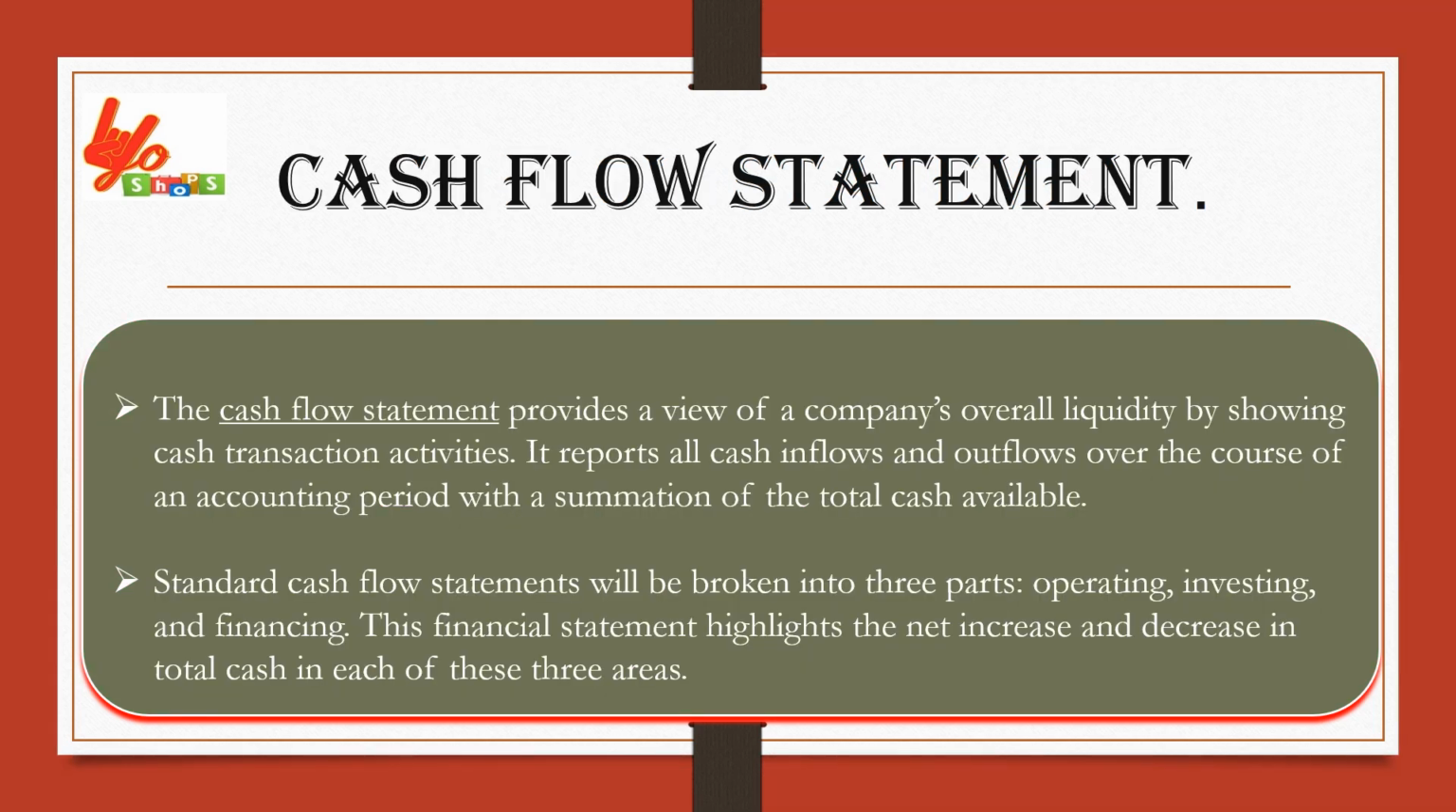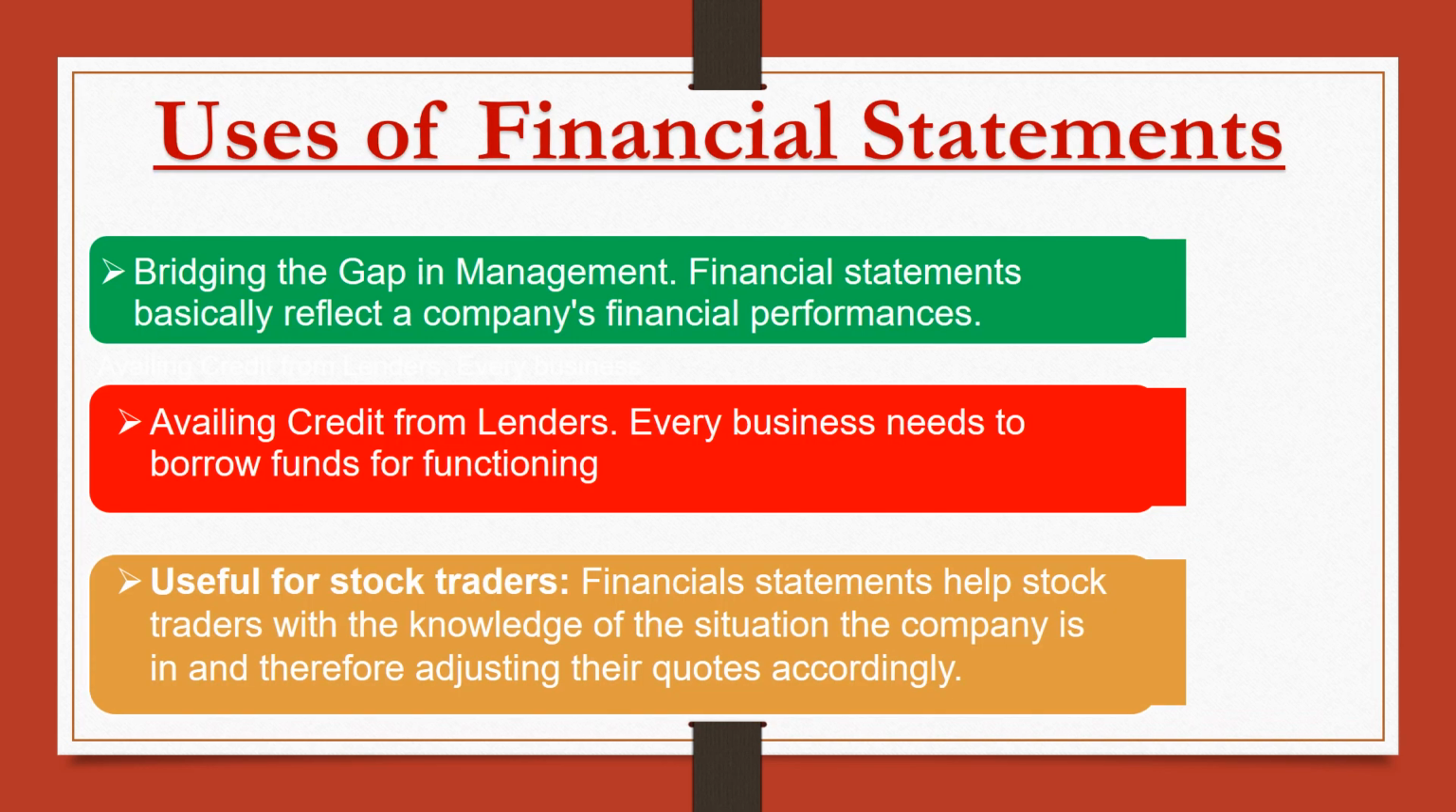Now, the next one is cash flow statement. The cash flow statement provides a view of a company's overall liquidity by showing cash transaction activities. It reports all cash inflows and outflows over the course of an accounting period with a summation of the total cash available. Standard cash flow statements will be broken into three parts: operating, investing, and financing. This financial statement highlights the net increase and decrease in the total cash in each of these three areas.